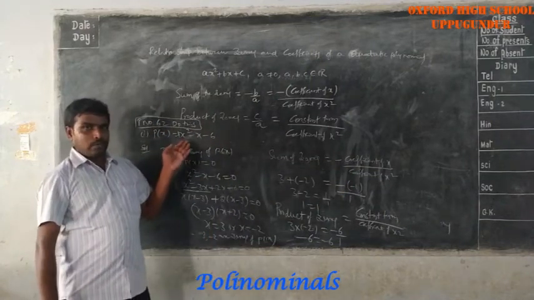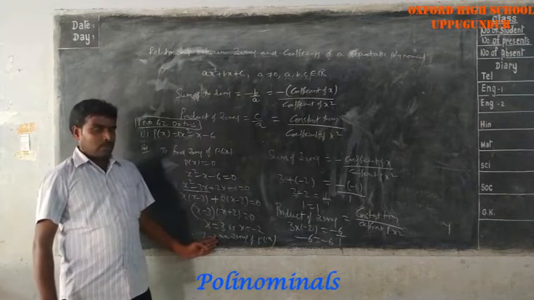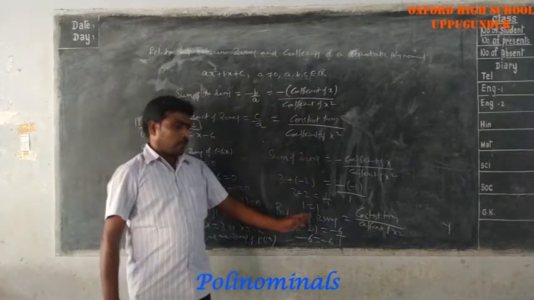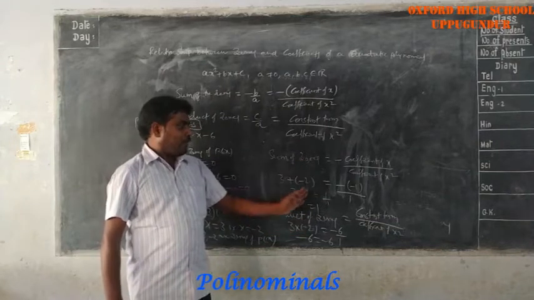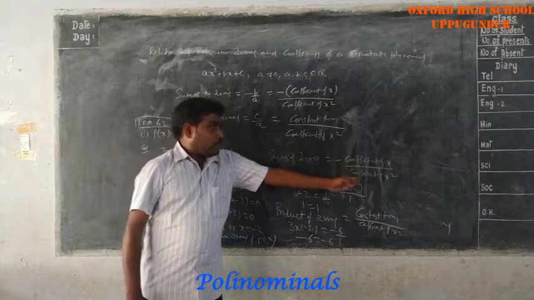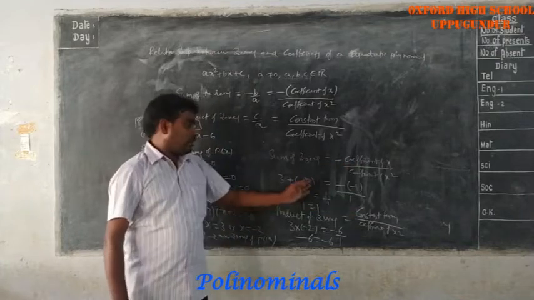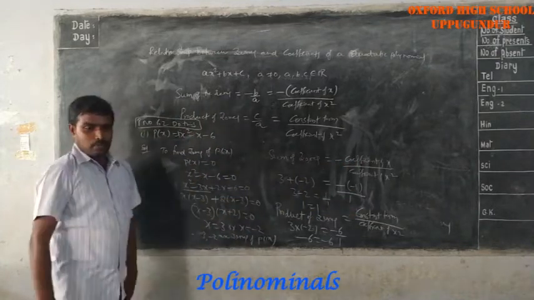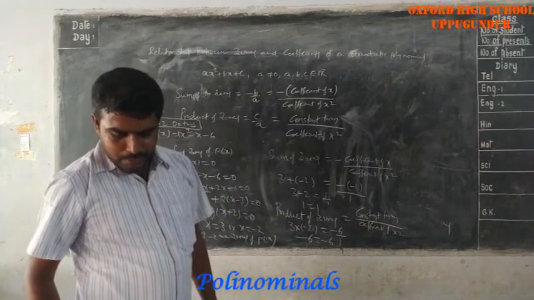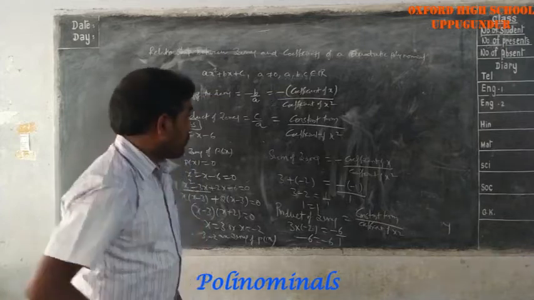For a given polynomial, you have to find the zeros. After finding the zeros, you have to find the sum of zeros and product of zeros, and verify these two with the ratios of the coefficients. So in this way you can complete this problem. Next, the second one also. In that second one, p of x equal to x square minus 4x plus 3.